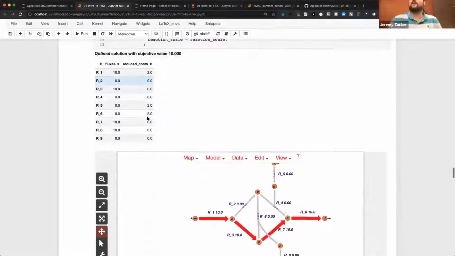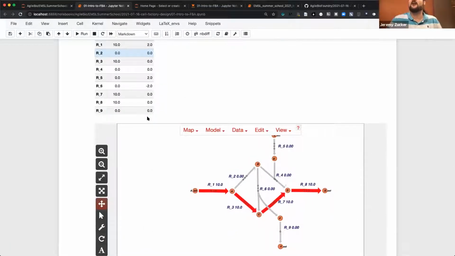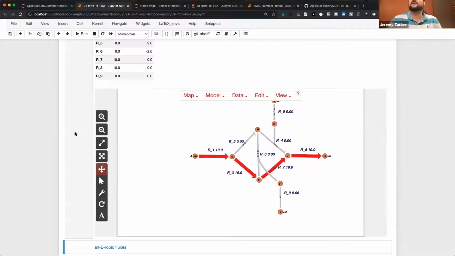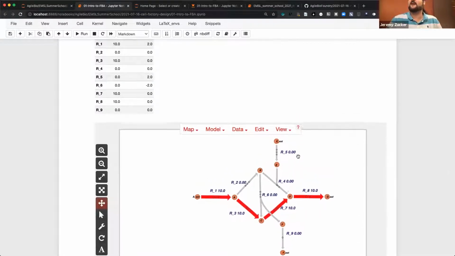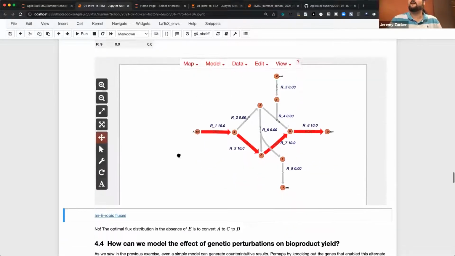So do we get more bioproduct? And the answer is actually no. So like I said, we asked the cell to grow as quickly as possible, given the fact that there was no E in the media. And so it says, okay, well, give me no E, I'm going to produce more growth by taking the R3 reaction to the R7 reaction and then out to D.